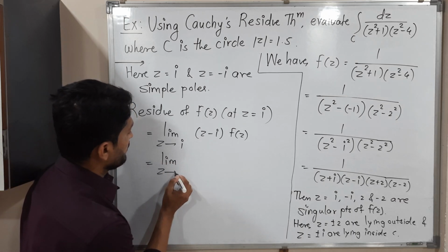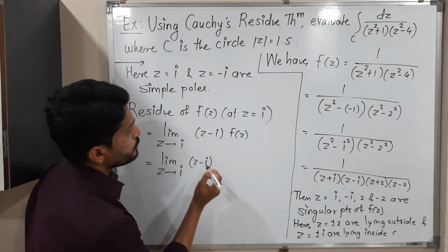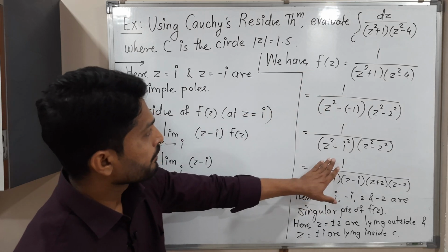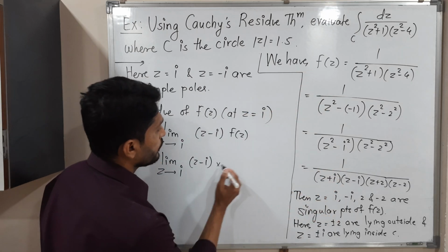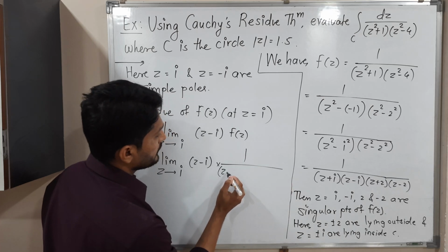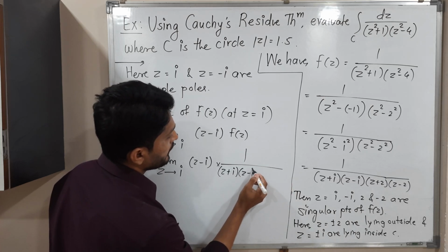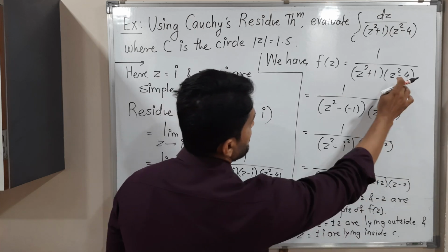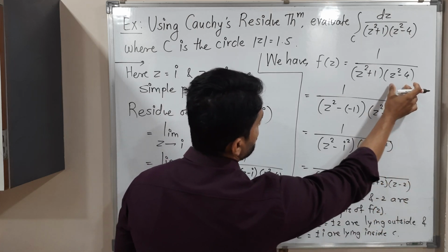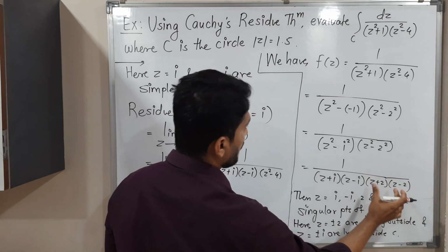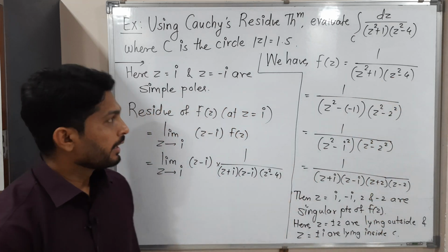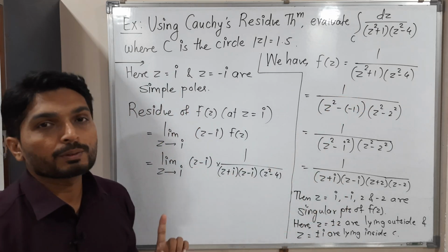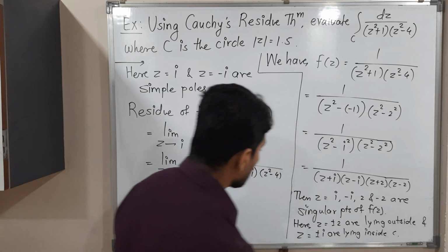Limit z tends to i, (z minus i), and f of z we need to put here. But we have already expressed f of z in this way: 1 upon (z plus i)(z minus i)(z plus 2)(z minus 2), that is, (z square minus 4). Splitting this last bracket into two brackets is not required, so I am writing a single bracket. For the first bracket, I have written two brackets separately, because we can cancel out one bracket. So let us cancel.